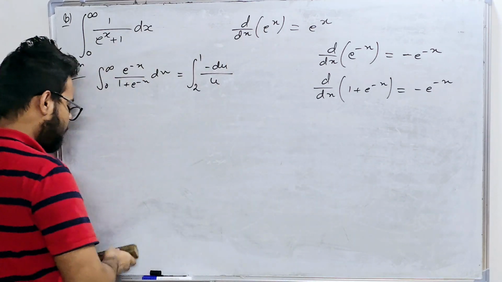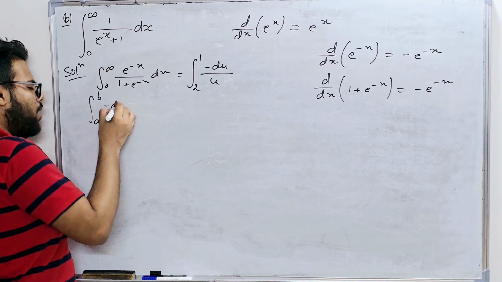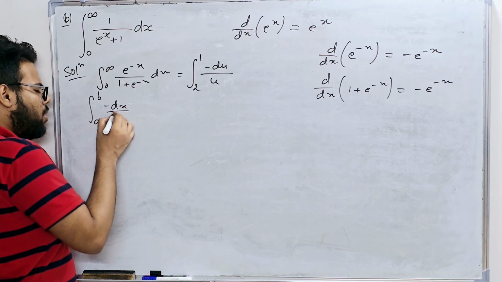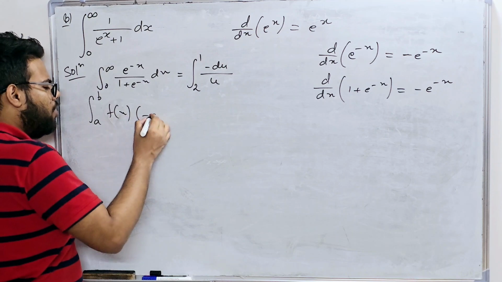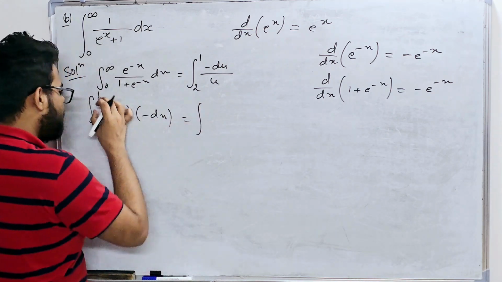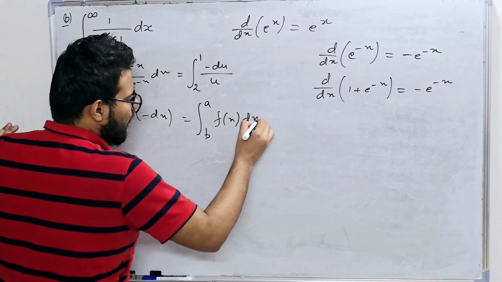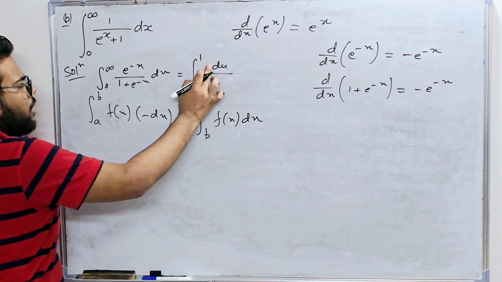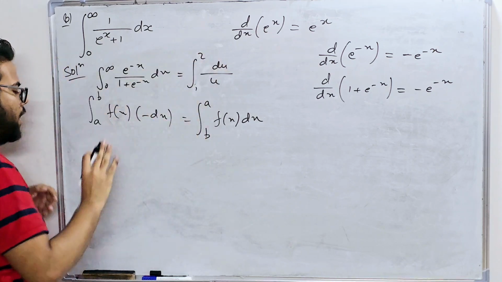So what's next? You know a property that the integral from a to b of negative f of x dx, you can remove the negative sign and reverse the limits, b to a of f of x dx, right? You can do the same thing over here. Remove the negative sign, reverse the limits, and you get this.